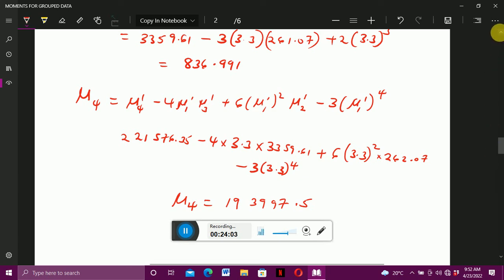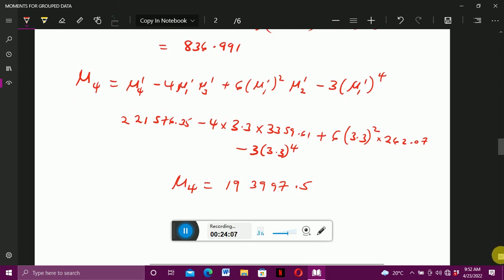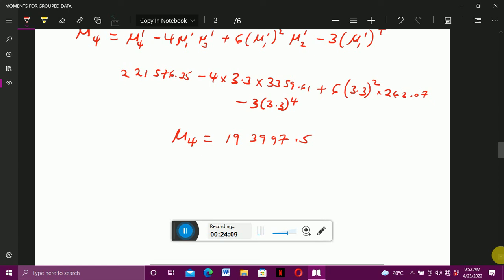Now in our next lesson, we are going to learn how we use moments to investigate the skewness and kurtosis of data. Thank you.